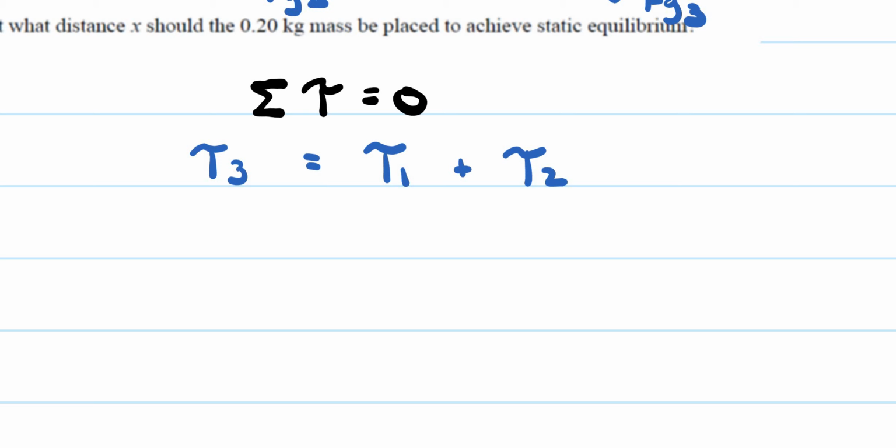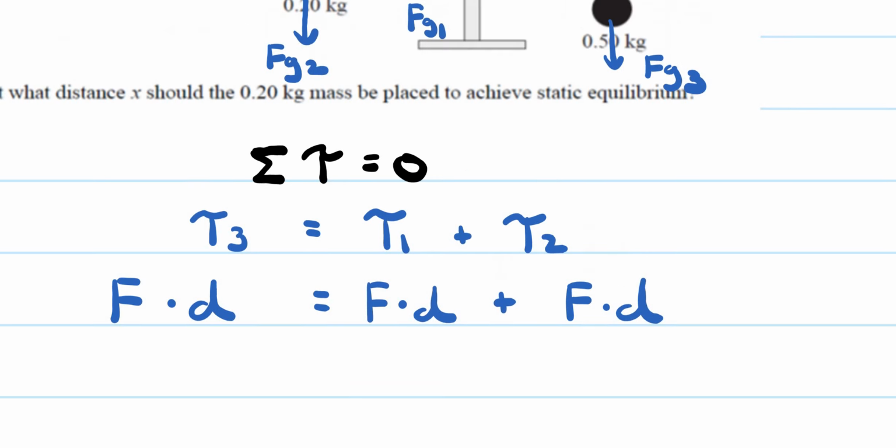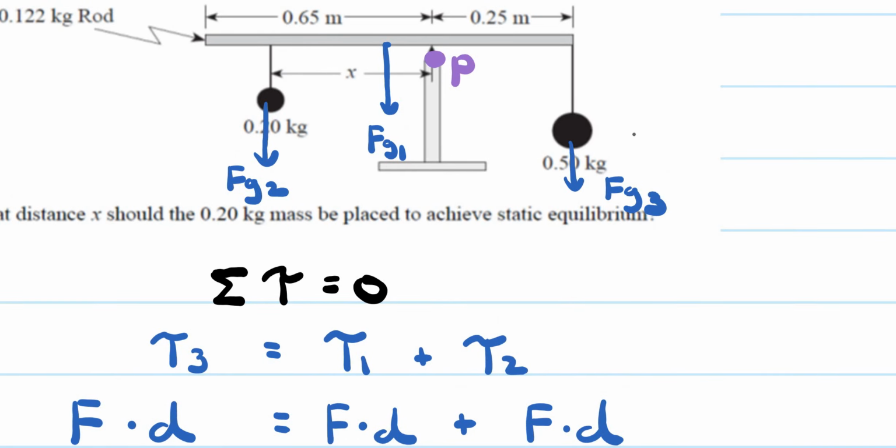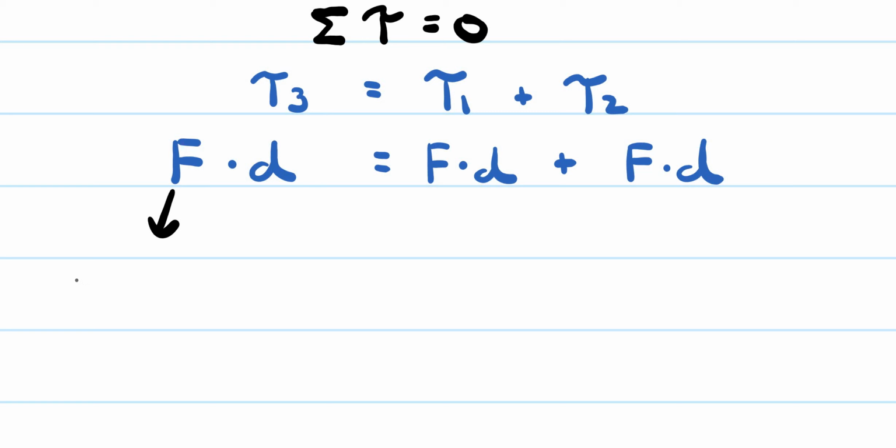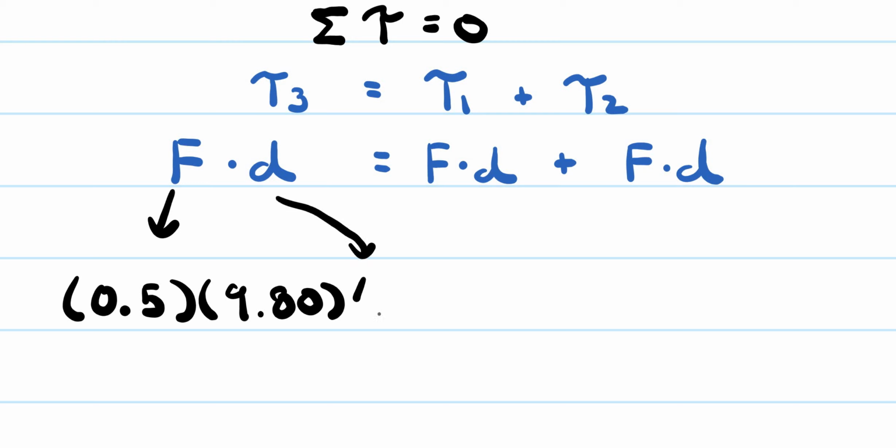Okay, so the general formula for a torque is force times the distance. And in the counterclockwise direction, it's the force times the distance plus the force times the distance here. Okay, so let's go ahead and work on torque number 3, because we know the mass here is 0.50 kilograms, and the distance from the pivot point is going to be 0.25 meters. So the force here is mass times the acceleration due to gravity. So for torque 3, it's going to be 0.5 times 9.80. And as I mentioned, the distance from the purple pivot point is 0.25 meters. All right, so that takes care of all the torques in the clockwise direction.